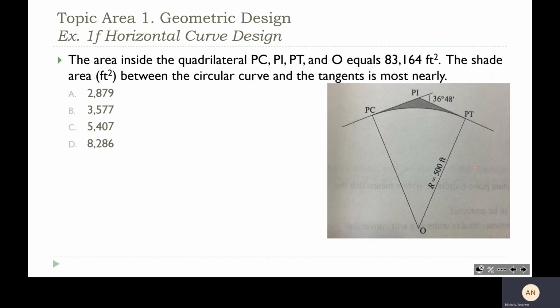Oh no, I forgot I pulled this problem in. This was from the FE exam book. So this is a little bit different style of a horizontal curve design. Here we have the area inside the quadrilateral between the PC, the PI, the PT, and O equal to that large number. The shaded area between the circular curve and the tangents is most nearly what? So how in the world would we solve this problem?